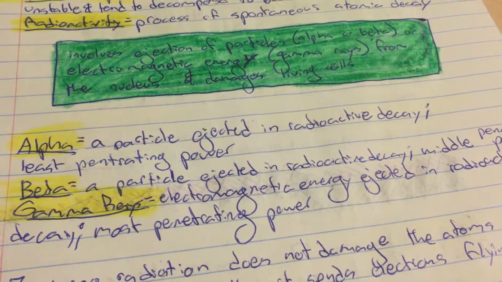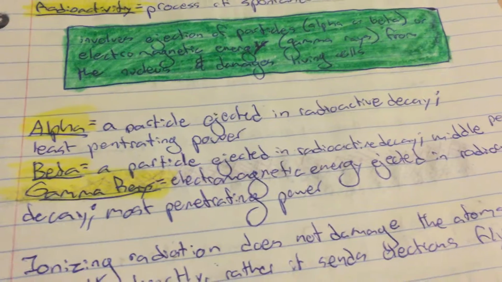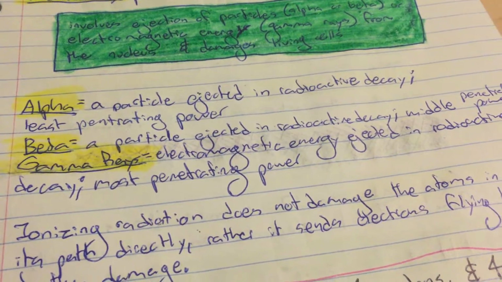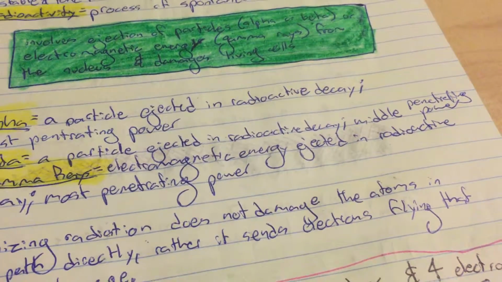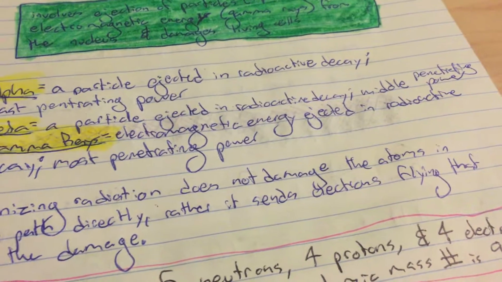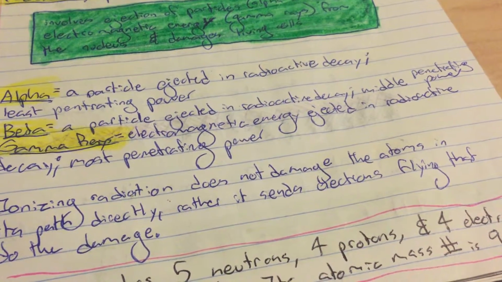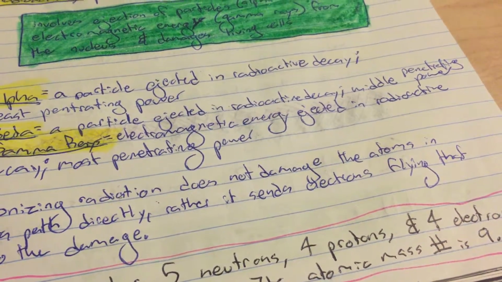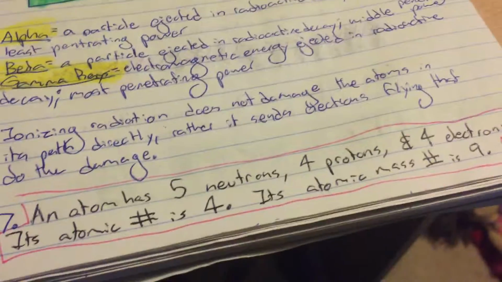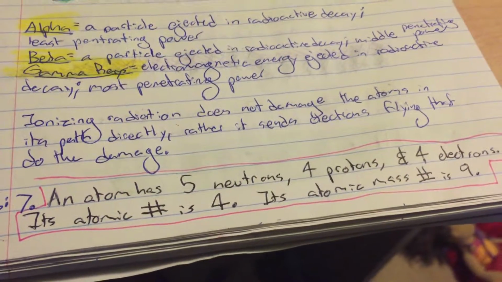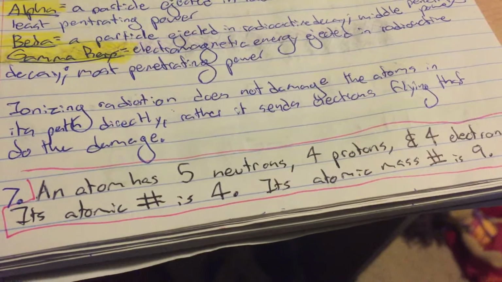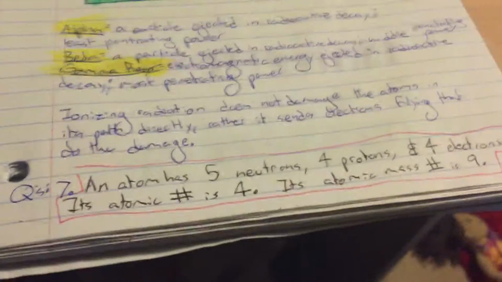Alpha is a particle ejected in radioactive decay. It has the least penetrating power. Beta is a particle ejected in radioactive decay. It has the middle penetrating power. And gamma rays are the electromagnetic energy ejected in radioactive decay, and they have the most penetrating power. Ionizing radiation does not damage the atoms in its path directly; rather, it sends electrons flying that do the damage.